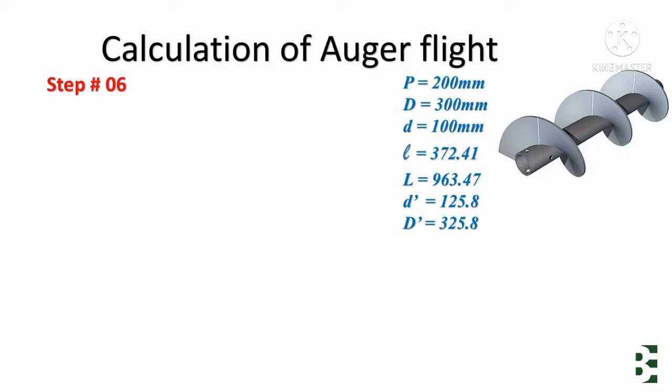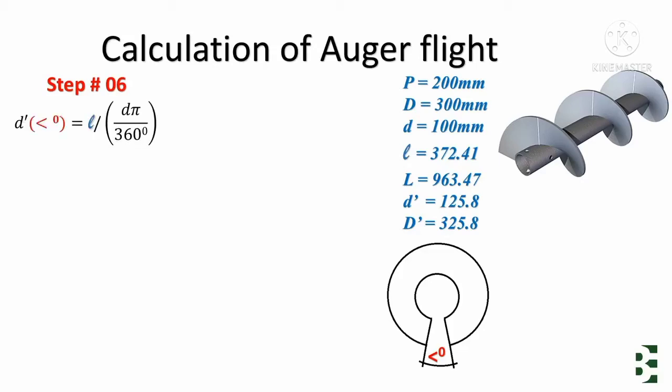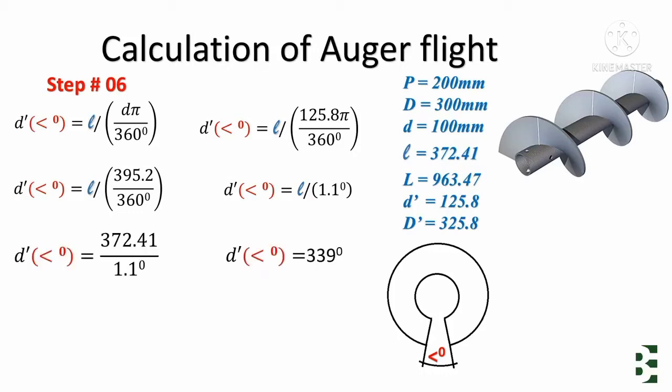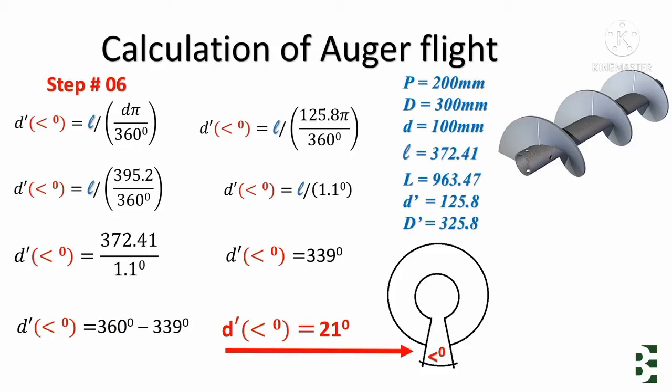And step 6, we will calculate the same thing for the bigger dia and we can verify if both degrees are same, then our calculation is okay. Now the same process, I will put all the values in the formula: circumference divided by 360 and the total length divided by 1 degree, and now you can see the same result, 339 degree, and the same process 360 degree minus 339, and the result is same, 21 degree. And this is our final degree for the cutting before development.